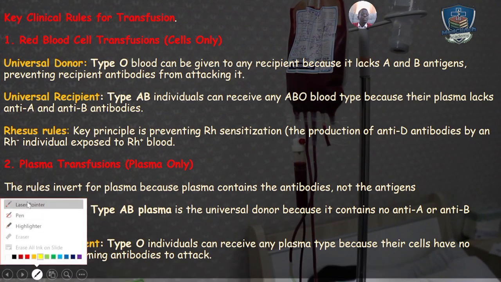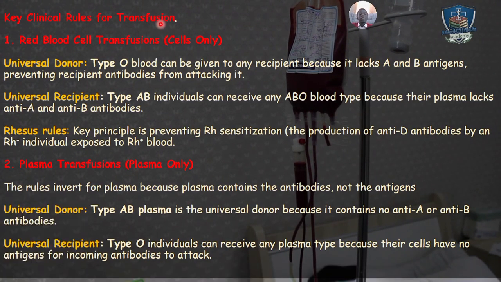Now, let's just summarize. So you have looked at the key principles. You have looked at the universal donor. So there are key rules for transfusion that I've explained already. So this is just a summary that you can look at in your own free time. But now you have red blood cell transfusion that I've explained, and you also have something called plasma transfusion. So I want you guys to note the difference.